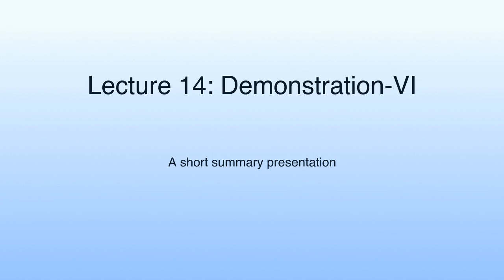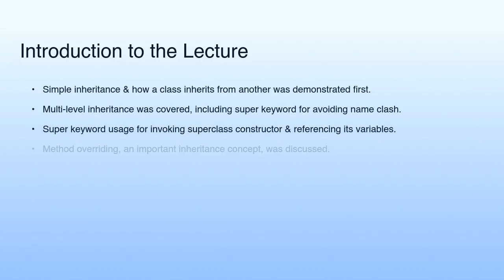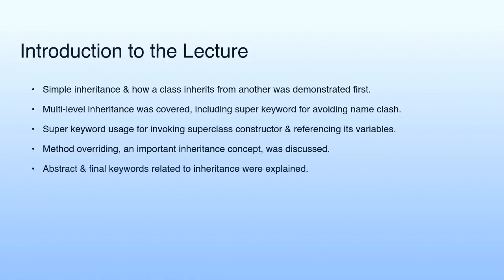Lecture 14 Demonstration VI. The lecture begins by demonstrating simple inheritance, where a class inherits from another, followed by multi-level inheritance, including the use of the super keyword to avoid name clashes. The super keyword is also discussed in the context of invoking the superclass constructor and referencing its variables.